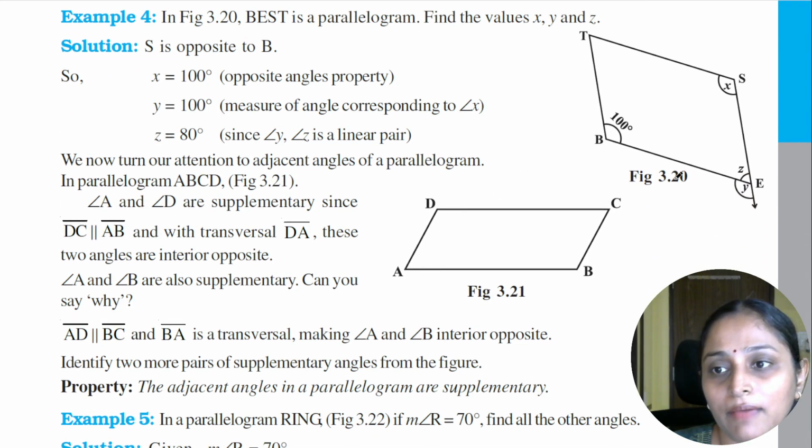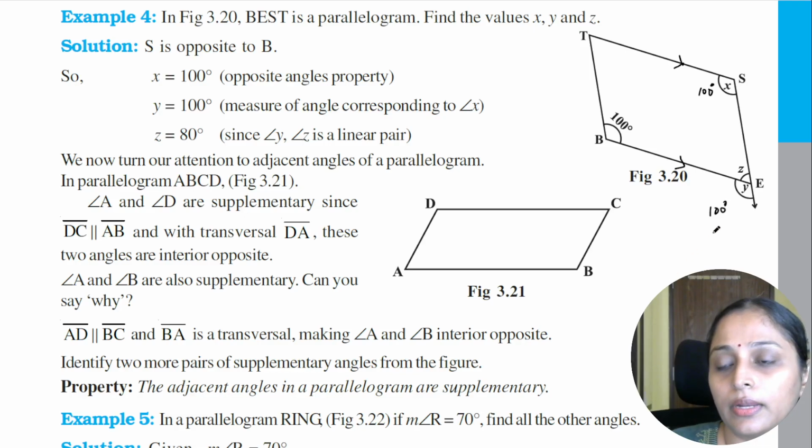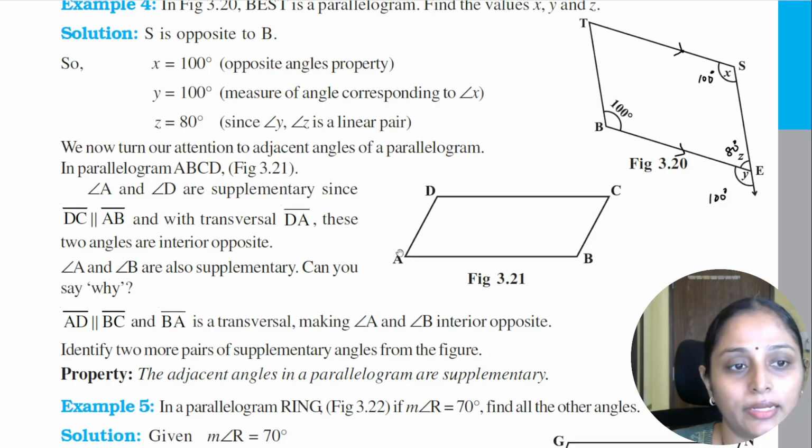Now here in this question, they have given a parallelogram and they're asking us to find X, Y and Z. Clearly, if this is 100, X is also 100, opposite angles. And if X is 100, this is nothing but the corresponding angles if you consider TS and BE, right? Therefore, this is also 100 degrees. And if this is 100 and Y and Z form a linear pair, therefore it will be 80 degrees, right? Because SE extended is a straight line. Therefore, you have Y plus Z is 180. This is 100. Therefore, this is 80 degrees. So that is about X, Y, Z in this example.